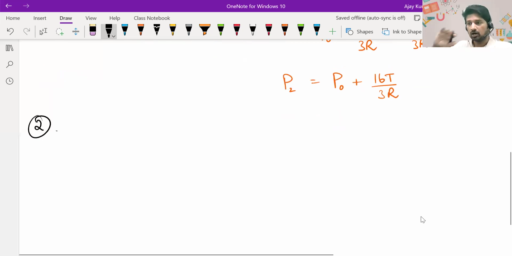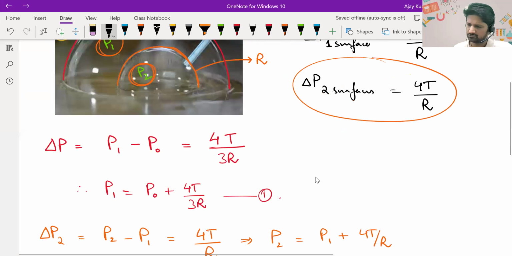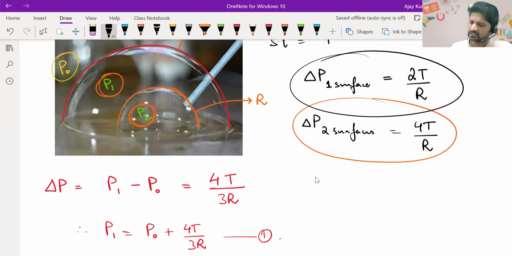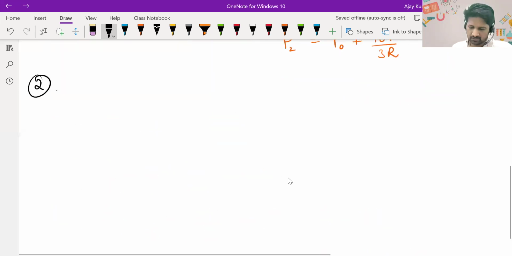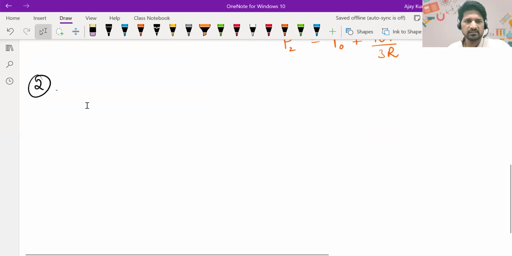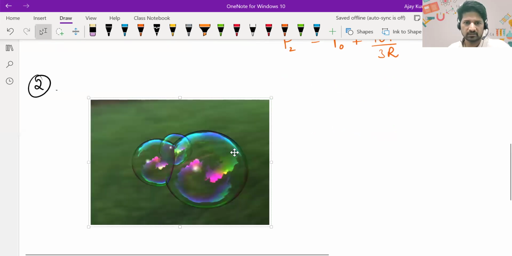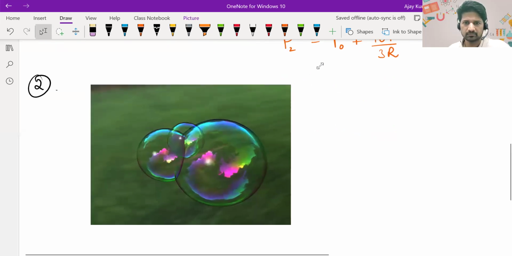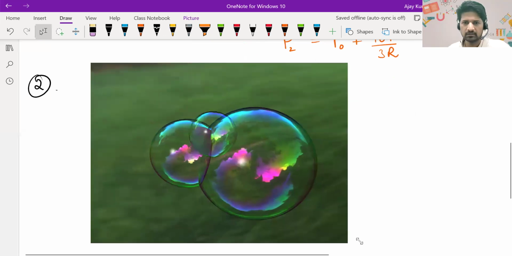Next, see how much a surface curves or bulges depends on the excess pressure across it. That is what this formula also suggests. Excess pressure is inversely proportional to radius of curvature. So the greater the excess pressure, the smaller the radius of curvature. So consider a situation like this. You may have seen bubbles coming into contact with each other, one bubble touching another bubble.